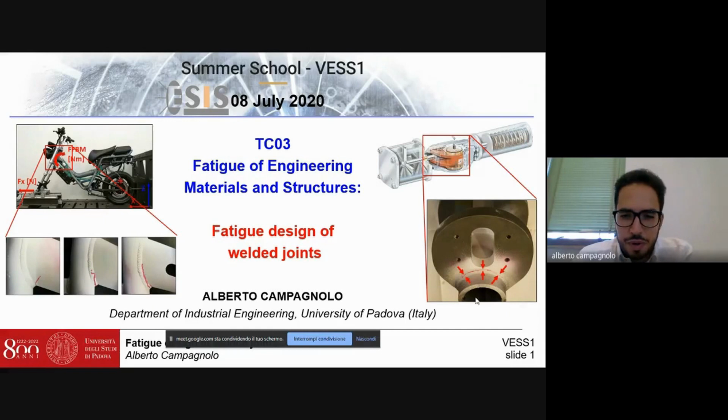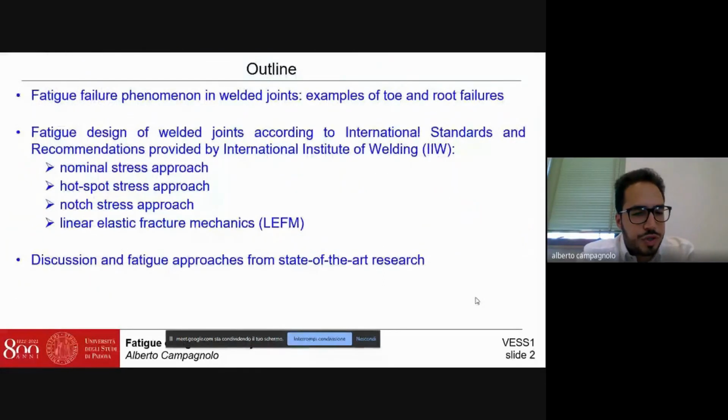I'm Alberto Campagnolo from University of Padua. I mainly work on the fatigue design of welded joints. So today I will briefly introduce this topic. So let's move to the outline of this presentation.